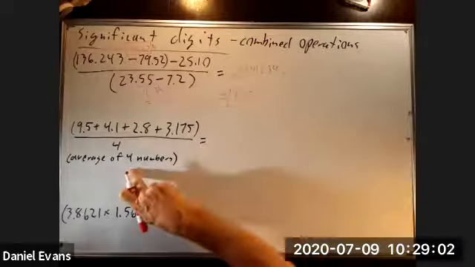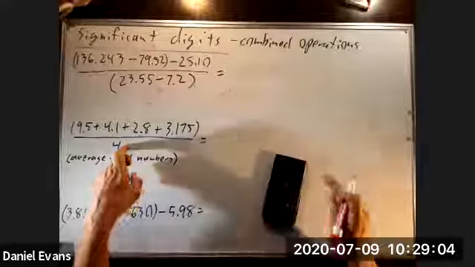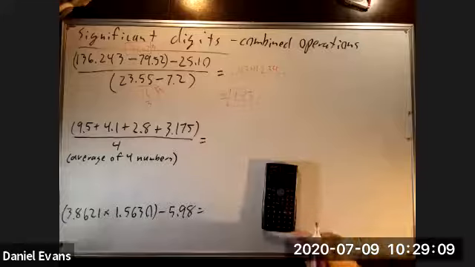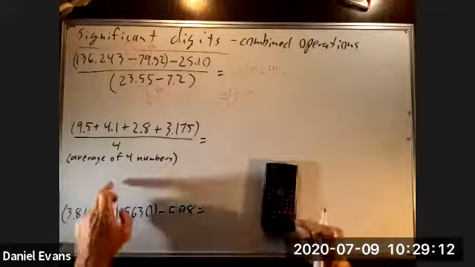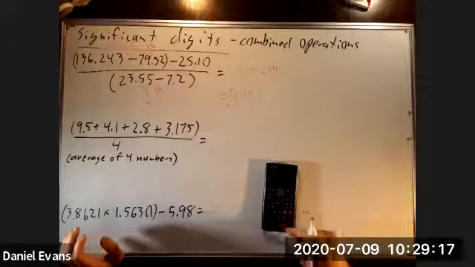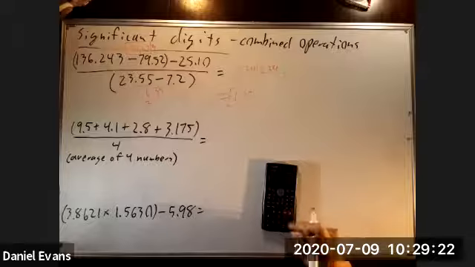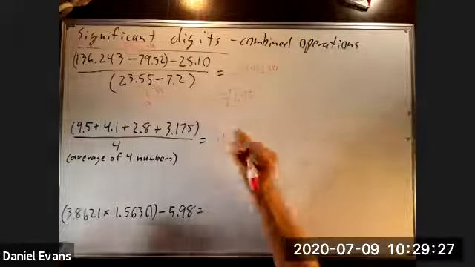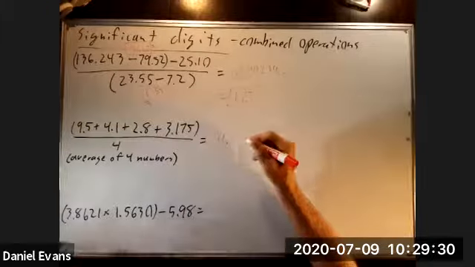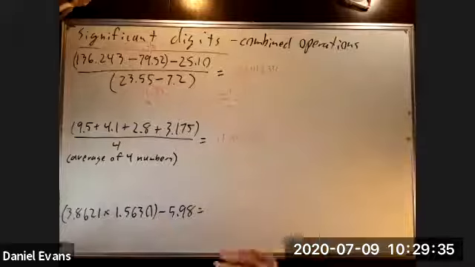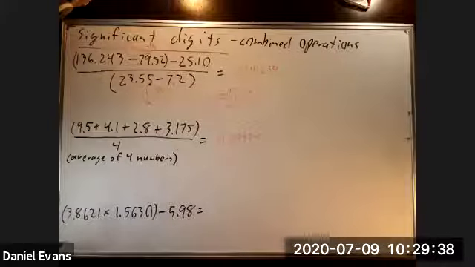Over here, we're doing an average of 4 numbers. That means that that 4 is an exact number. It won't affect our significant digits. So let's try this out. So we add up 9.5 plus 4.1 plus 2.8 plus 3.175 equals, divided by 4 equals. And the number that we get is a 4.8989375.